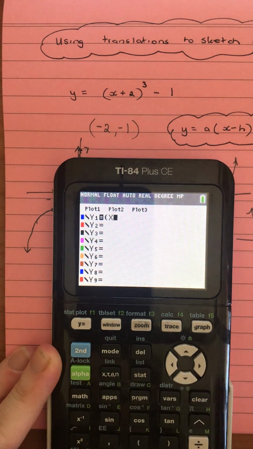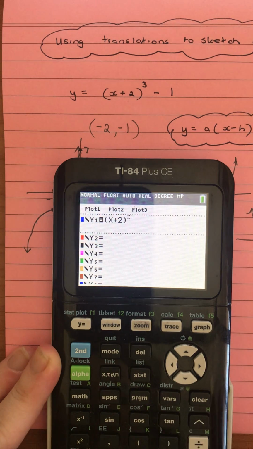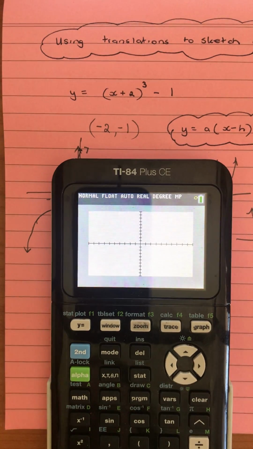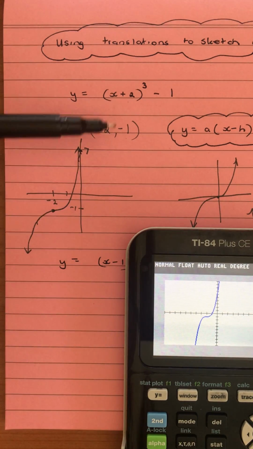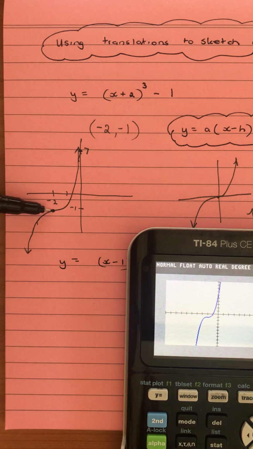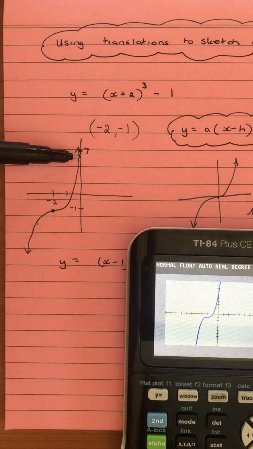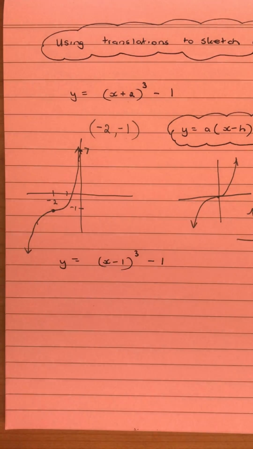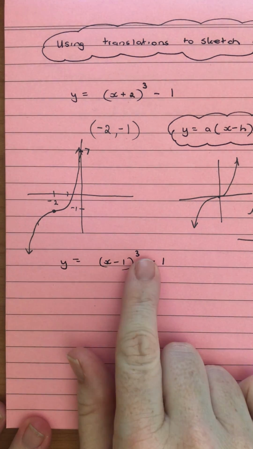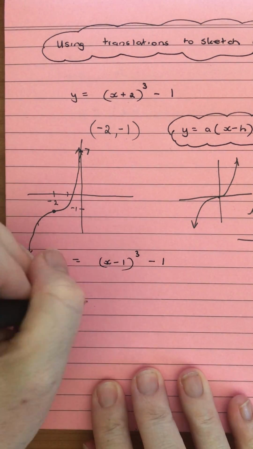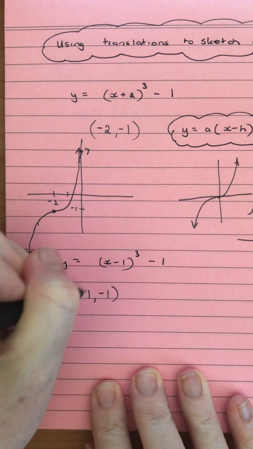So you've got x plus 2, it's being raised to a power of 3, and then take away 1. And when we graph it, we will see, similar to our sketch there, our inflection point at the -2, -1, and cutting through at 7. I've got a second one here where we've got x minus 1 cubed minus 1, so that inflection point is going to be at 1, -1.